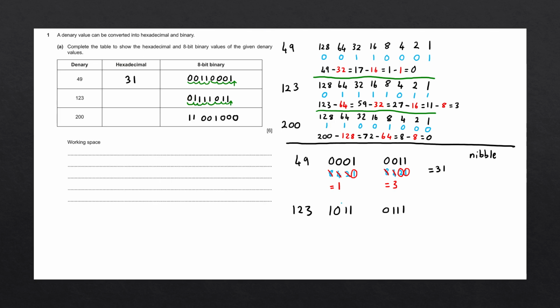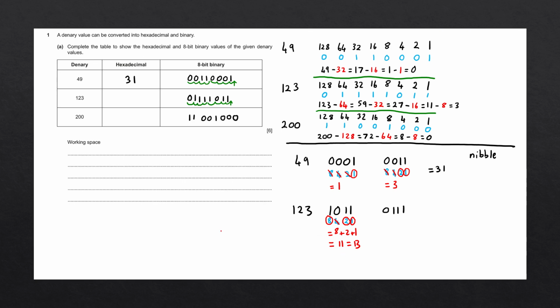Again, we'll do the same process. And let's go ahead and cancel where we have a 0 and circle when we have a 1. So we're going to circle the 8, cancel out the 4, circle the 2, and circle the 1. Let's add these numbers together. So we're going to get 8 plus 2 plus 1, which gives us 11. 11 is a denary number, so the conversion into hexadecimal is going to be B.